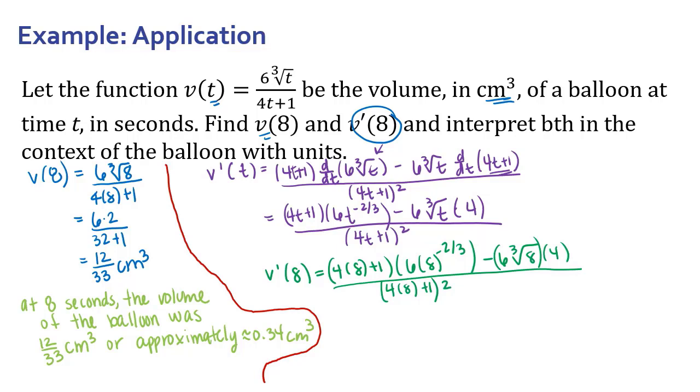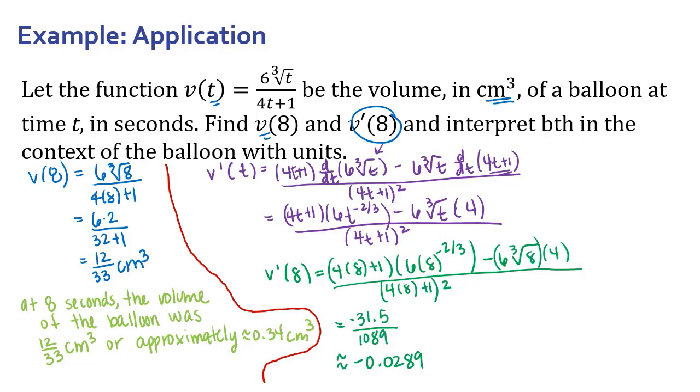Okay, so if you throw that into a calculator, you're going to end up getting in the numerator negative 31.5, and then in the denominator, we'll get 1,089, which is about negative 0.0289.